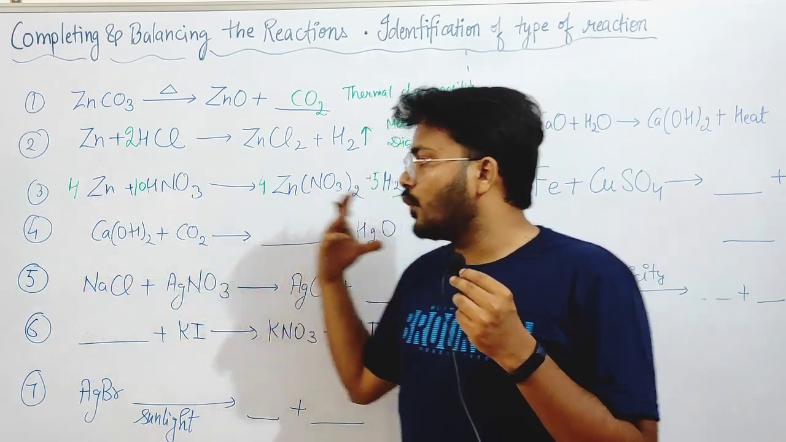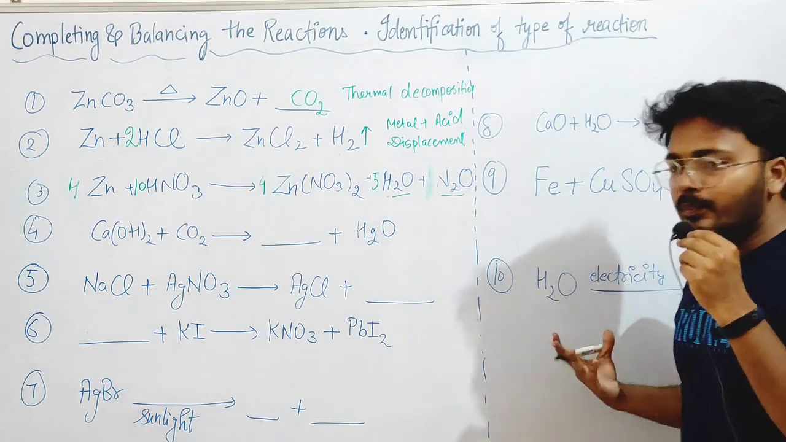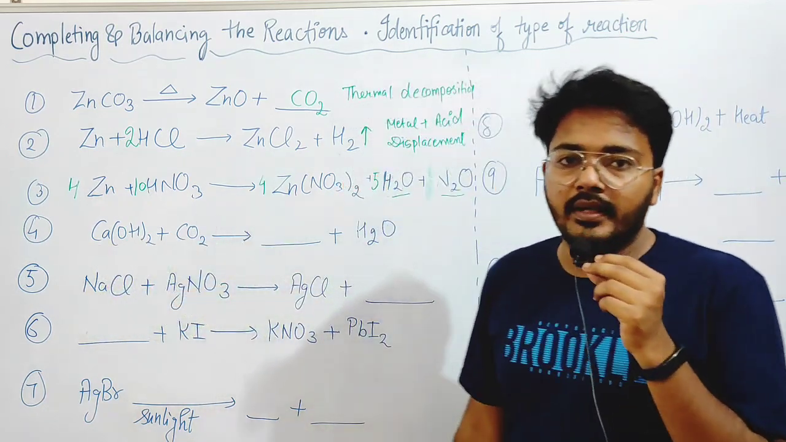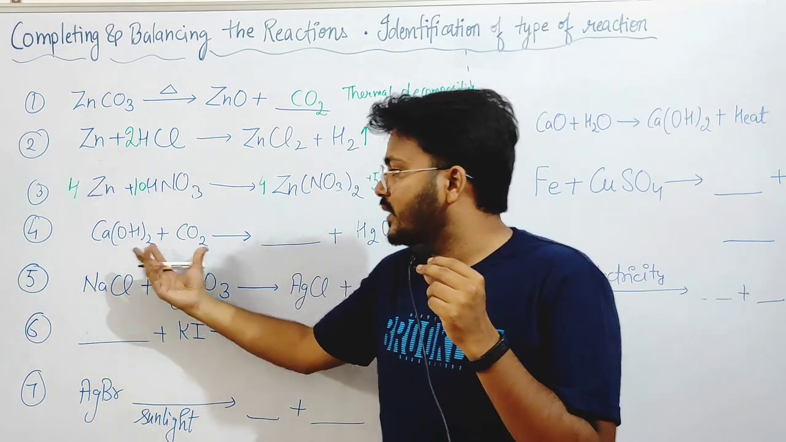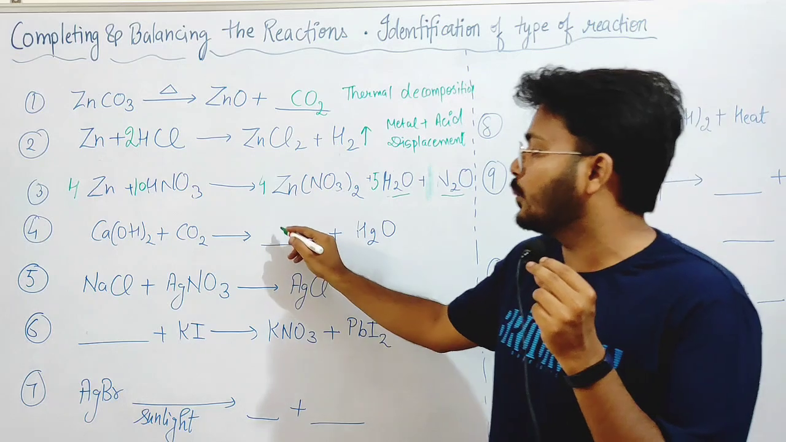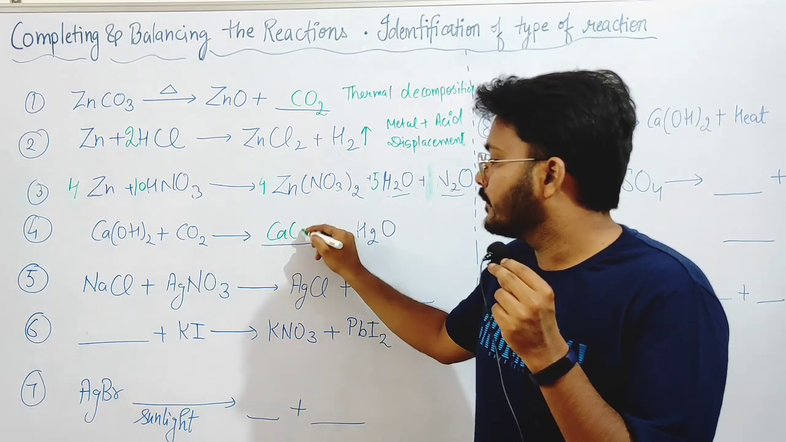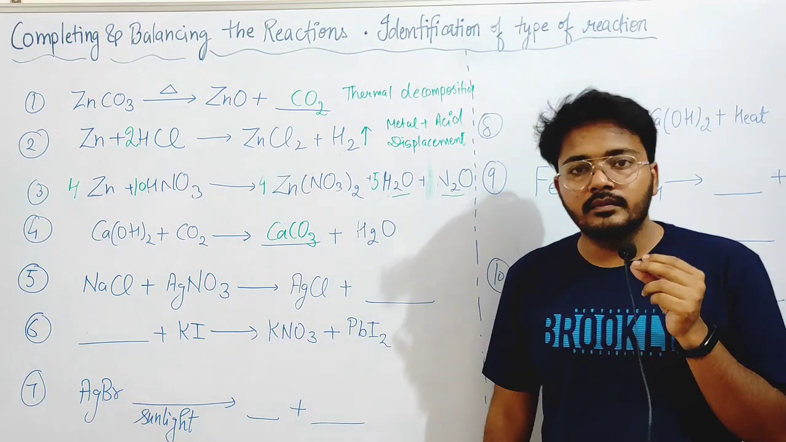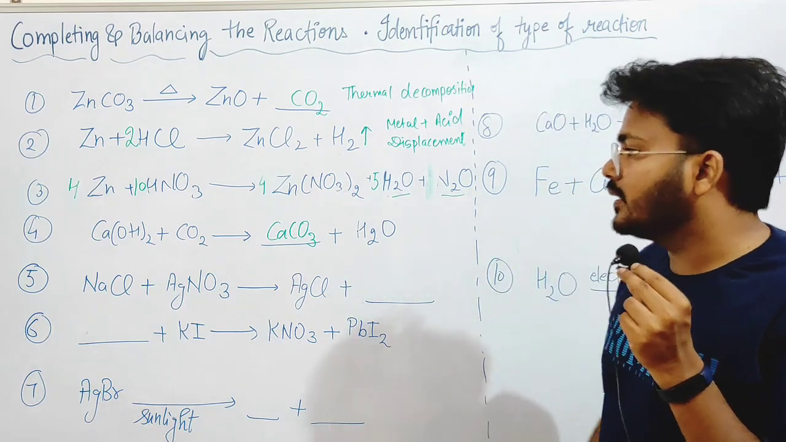Now moving to the fourth equation, this is the simple reaction between lime water and carbon dioxide. While mixing these two reactants, an insoluble product is formed, that is calcium carbonate. And along with the calcium carbonate, water is the product. Now let's balance the reaction.